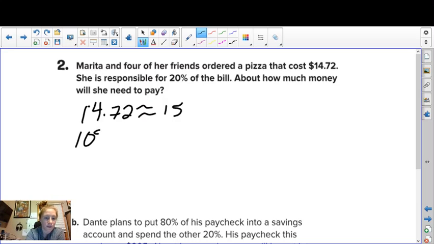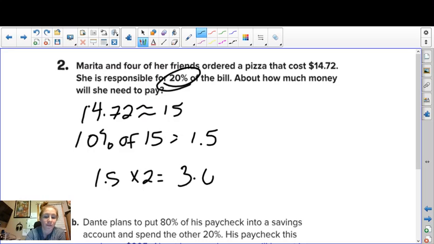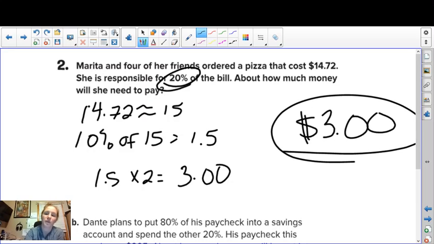Then I'm going to take 10% of that 15, which is equal to, remember with tens, we can just move the decimal place once. So 1.5. And you're like, well, why did you get 10%? Hold on, we'll get there in a second. Since I'm looking for 20%, 20% is 10 twice. So I take that 10%, which is 1.5, times 2. 1.5 plus 1.5 is 3 even. So she owes about $3 for her portion of the pizza.